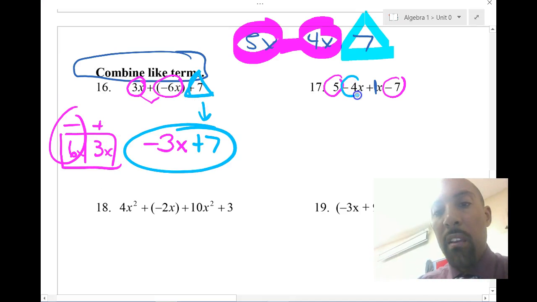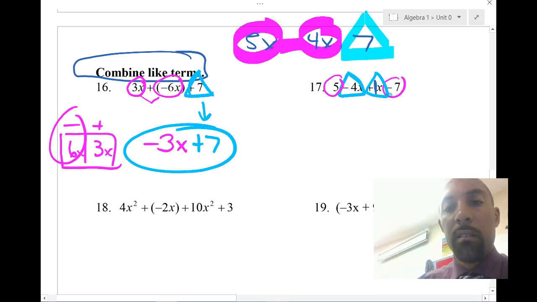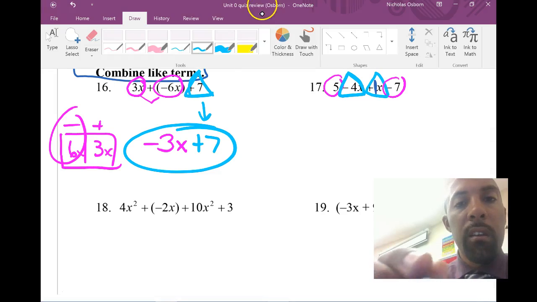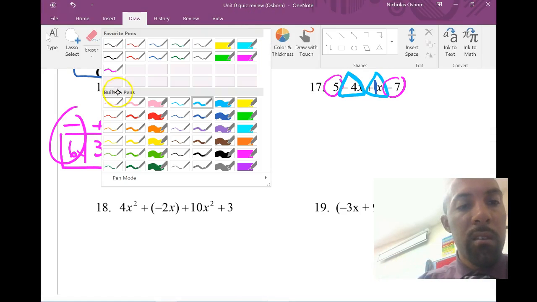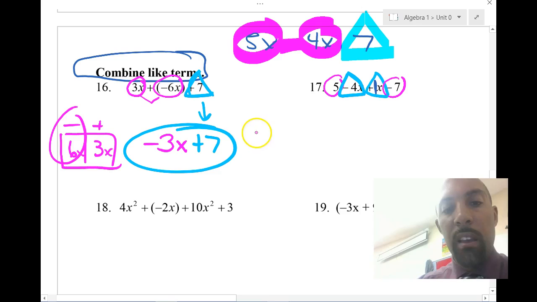So negative 4x. I'll put a triangle, so you guys can see it. And then the 1 also has an x. So we're going to put those together. So first let's do the 5 and the 7.